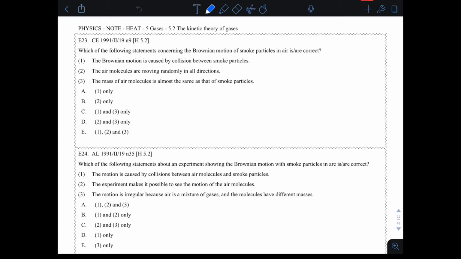After learning all the concepts, we will start checking the answer in our practice example. Let's look at the first question. Which of the following statements concerning the Brownian motion of the smoke particles are correct?